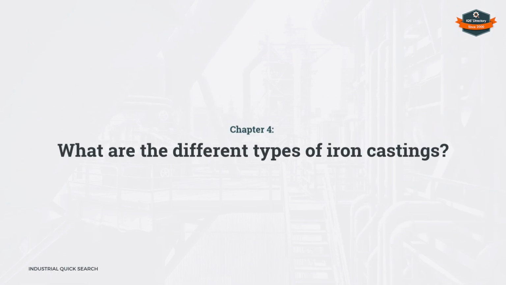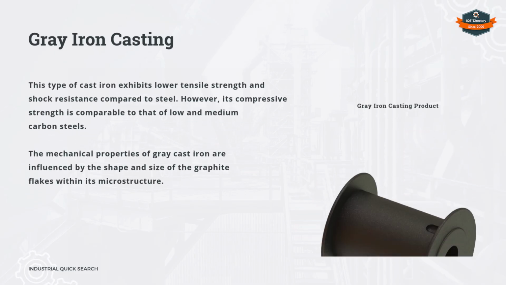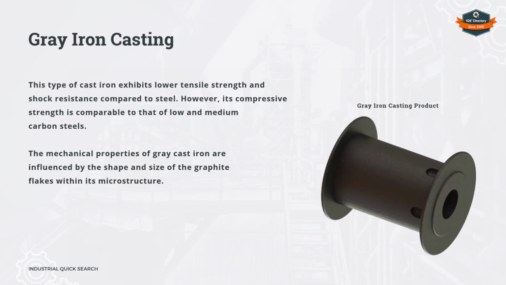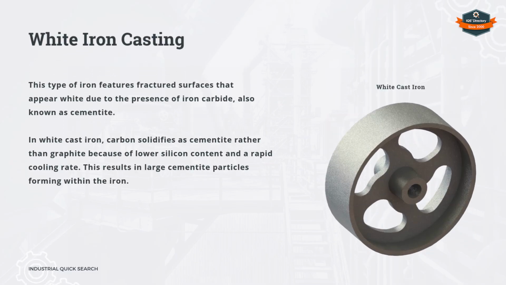Chapter 4. What are the different types of iron castings? Gray iron casting. White iron casting.